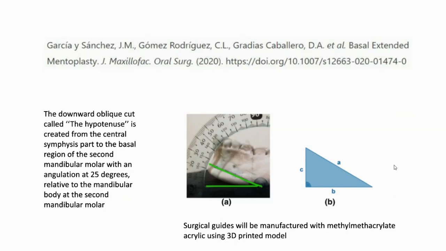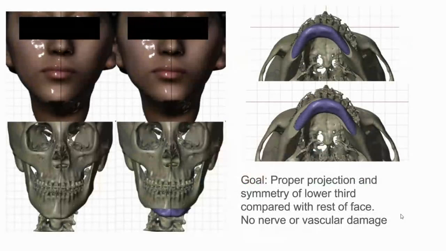And the cut that they designed was an osteotomy created from the central symphysis part to the basal region of the second mandibular molar. So we wanted to be able to replicate this, but in a more precise and controlled manner. And how did we achieve this? It's all thanks to virtual surgery and patient-specific instruments.